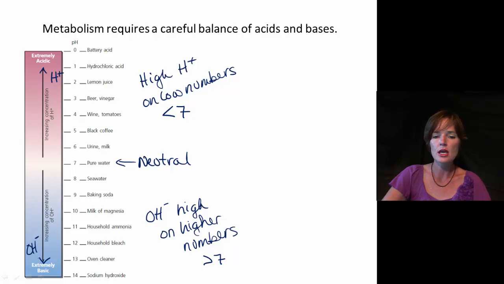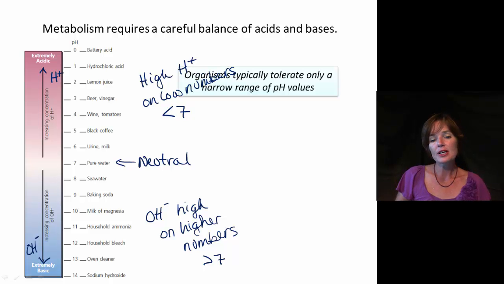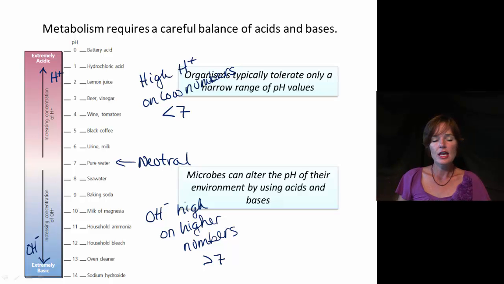Now, organisms typically tolerate just a very narrow range of pH values. So in other words, they have to be probably within a number or two of their ideal pH range or pH number. Microbes, a lot of them can alter the pH of their environment using acids and bases, and so they're a little unique. They can secrete chemicals that can alter that particular pH value that we have there.